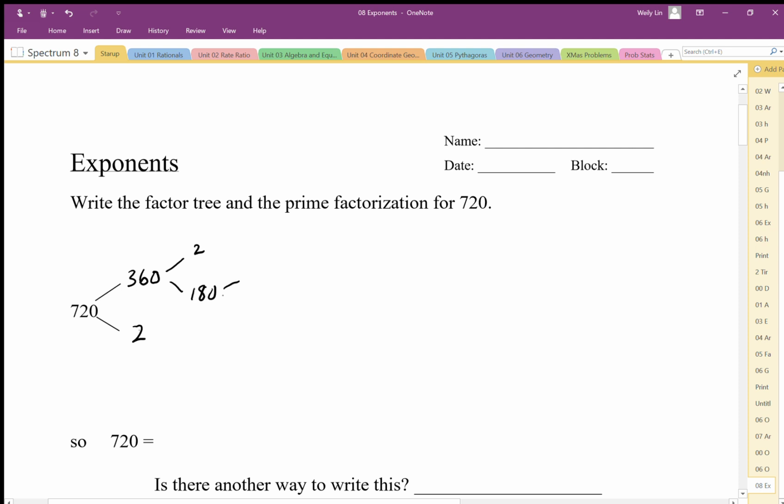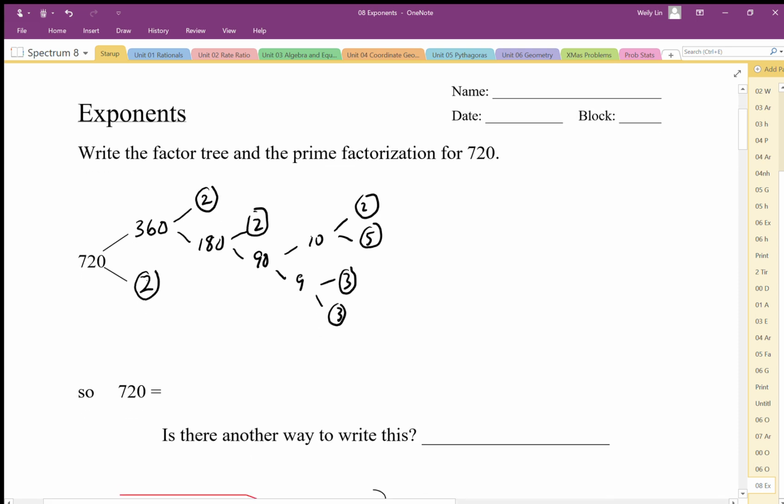Okay, so we're going to have 2 and 90. Okay, so here we get 9 times 10. Here we end up with 3 times 3. I'm just going to circle all the prime factors as I hit them so I don't lose track of them. Okay, that 10 can still be split up into 2 times 5. Okay, so those are all my prime factors.